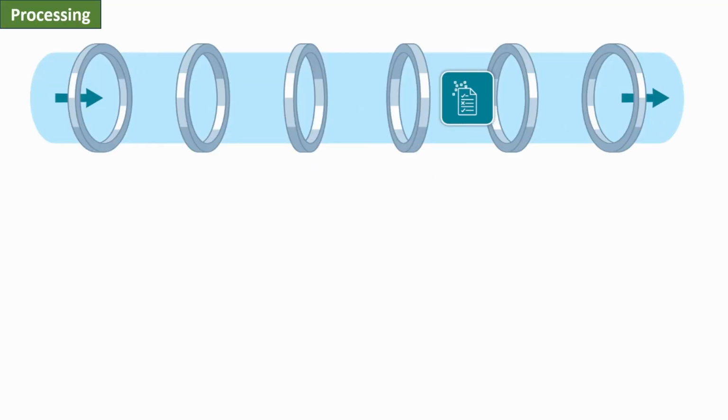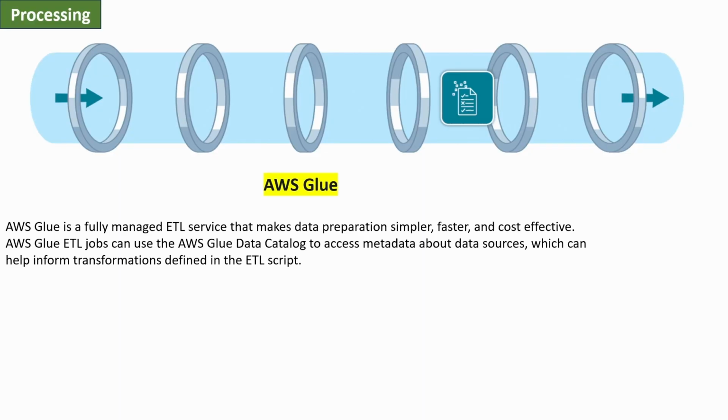Next up is processing. Cleaning the data. Glue is great for visual and code-free cleaning. If you have massive complex code, Amazon EMR is the heavy lifter. If we talk about Amazon Glue, Glue is a fully managed ETL service that makes data preparation simpler, faster, and cost-effective. Glue jobs can use AWS Glue Data Catalog, which we just discussed, to access metadata about data sources, which can help inform transformations defined in the ETL scripts.